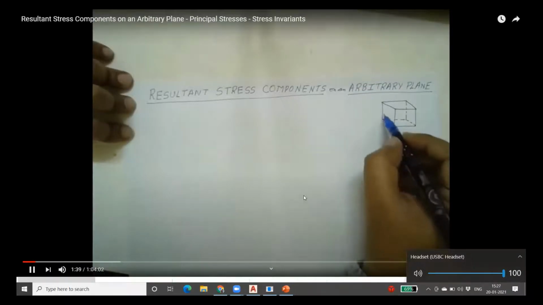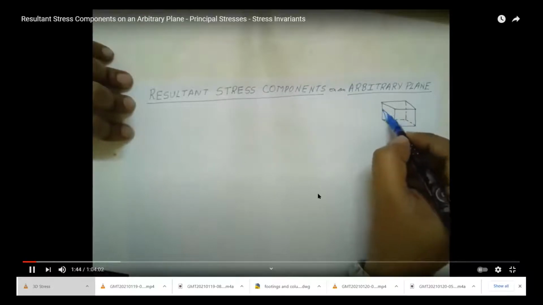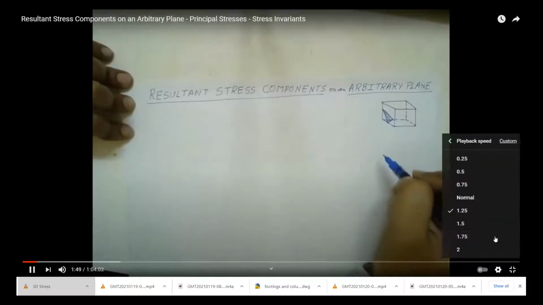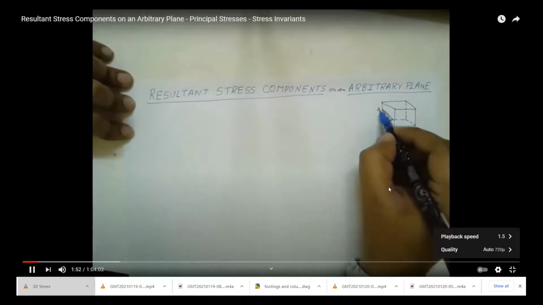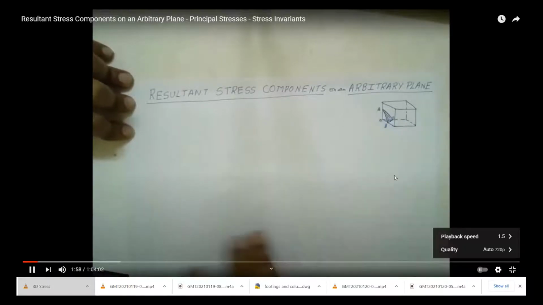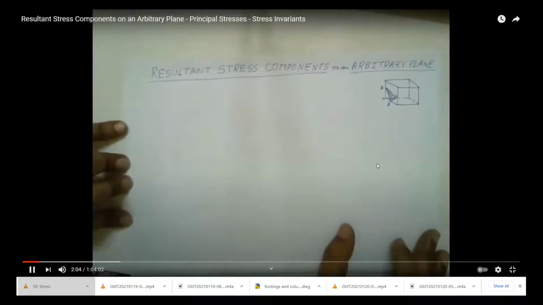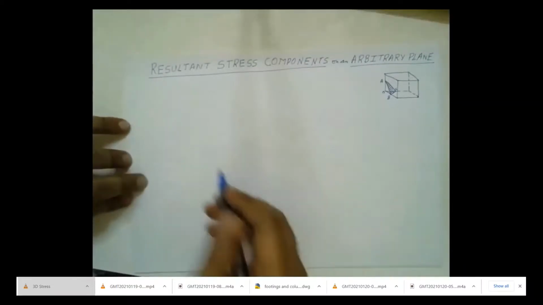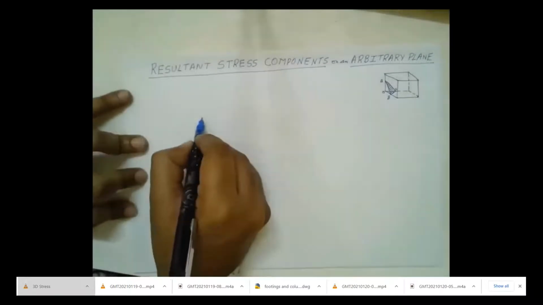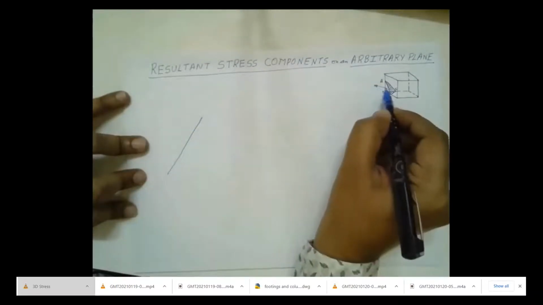Now I will consider one plane here at any orientation. So this hatched section is the arbitrary plane I have considered. I call it as A, B and C, and this is the origin. Now due to external forces acting, what are the stresses developed in the arbitrary plane? I have to derive the equation. So I will draw that plane separately. Okay, this is the plane ABC. I will take it out. Okay, this plane is taken out and I will draw this separately here.